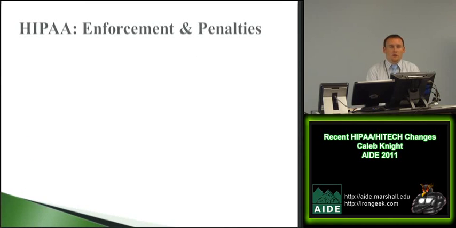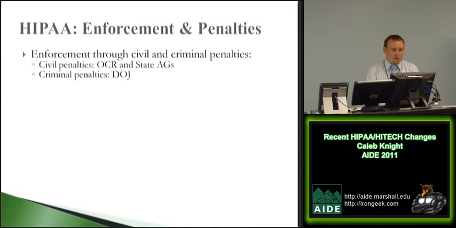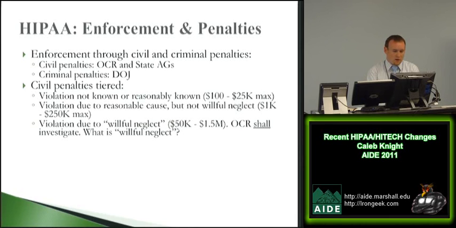And now I want to talk briefly about the enforcement of penalties. As I mentioned, there's been an upswing in the number of these. Enforcement is through civil and criminal penalties. There are civil penalties under the Office of Civil Rights and State Attorneys General, and there are also criminal penalties available under the Department of Justice's jurisdiction. You can see there that the civil penalties are varied. They can depend on whether or not there was willful neglect, and that basically puts you into a higher category as far as the penalties that you can be assessed.